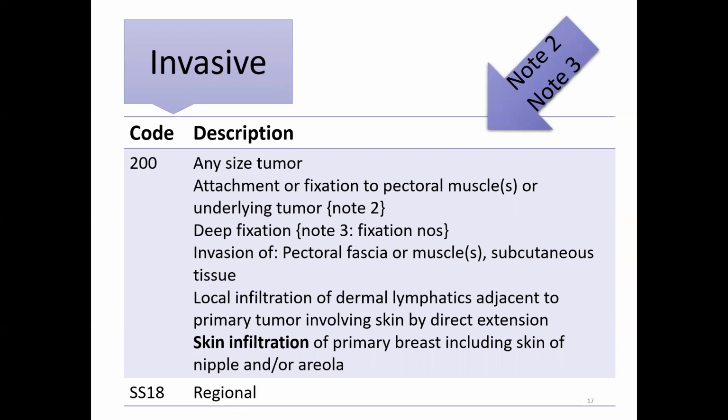Extension of the breast is pretty easy unless you have regional disease. Notes 2 and 3 talk about coding 200 because of fixation. So notice that code 100 states nipple and/or areola, as does code 200. The difference is the skin involvement. If there is skin involvement, go right to 200. If there's no skin involved, code 100. This would be a summary stage regional.